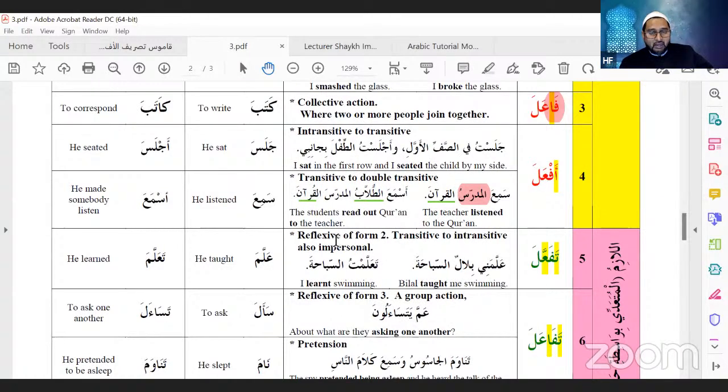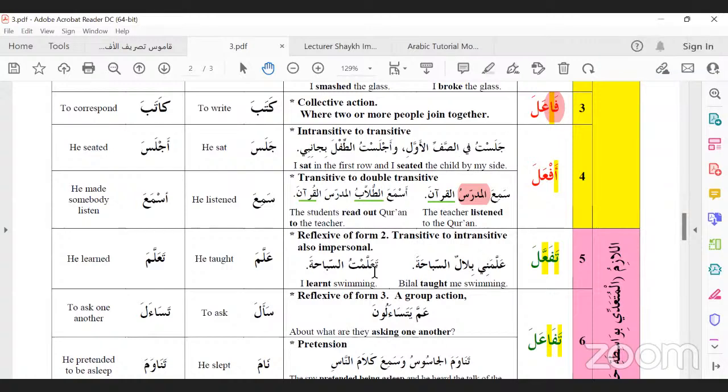The word reflexive in Arabic is called mutawa'a. Mutawa'a means that the action being done from a verb, the action's result is being achieved. So when I'm teaching someone, you are learning. There is a two-way relationship. I teach, you learn. Does that make sense? So that is called reflexive.